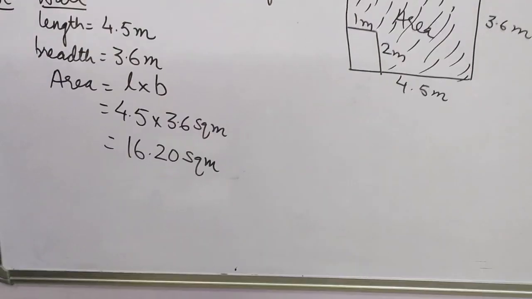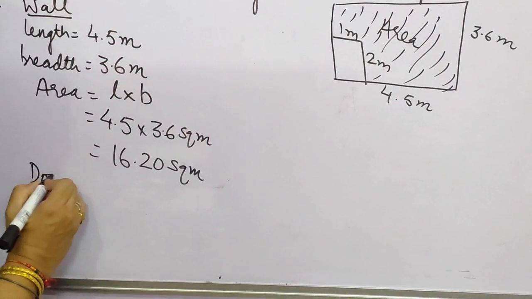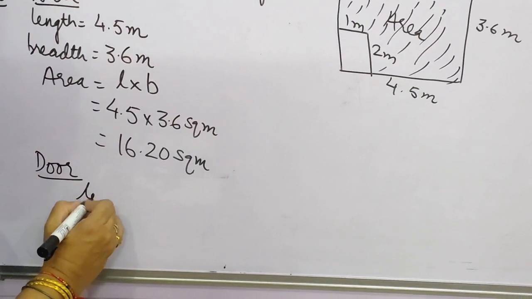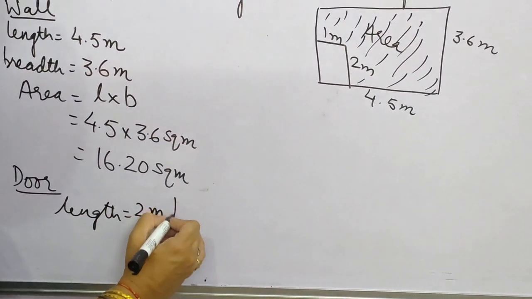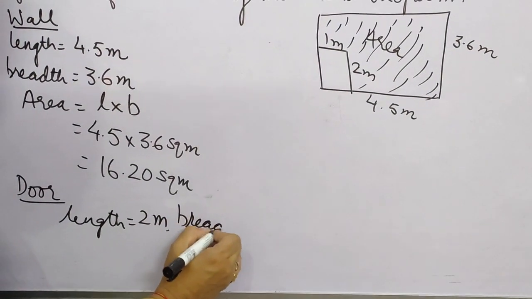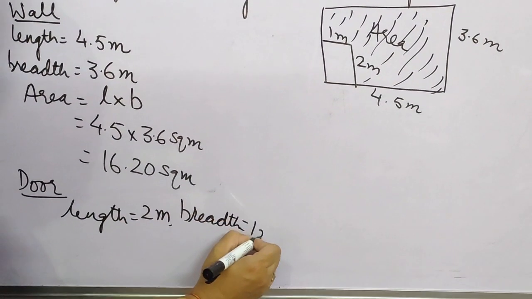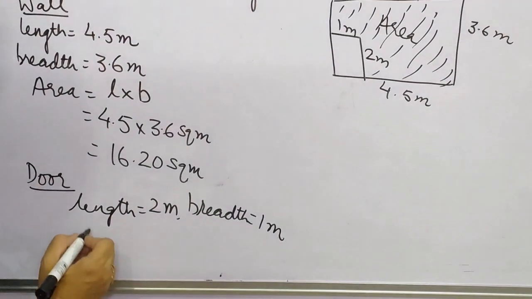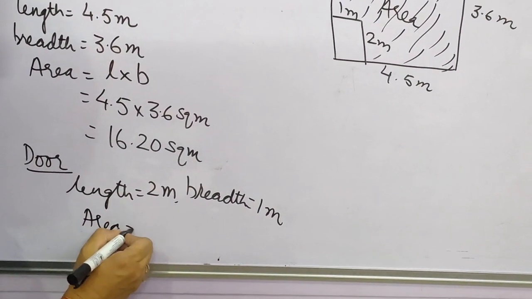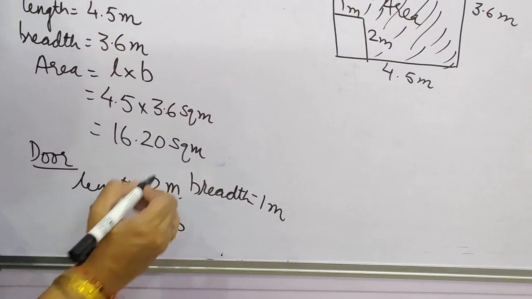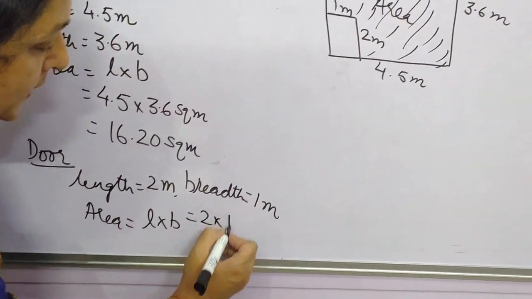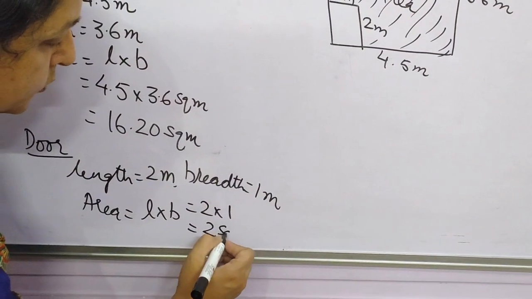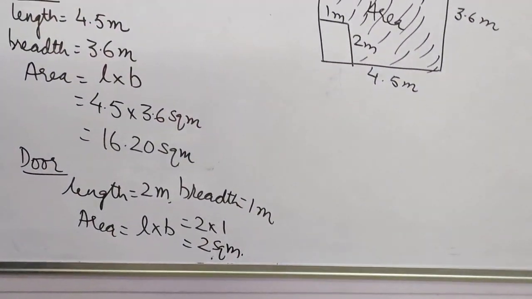Now let us find out about the door. How much is the length of the door? It is 2 meters. And how much is the breadth? Breadth is 1 meter. So again this is a rectangular door, so its area would be length multiply breadth. That is 2 multiply 1 equal to 2 square meters.